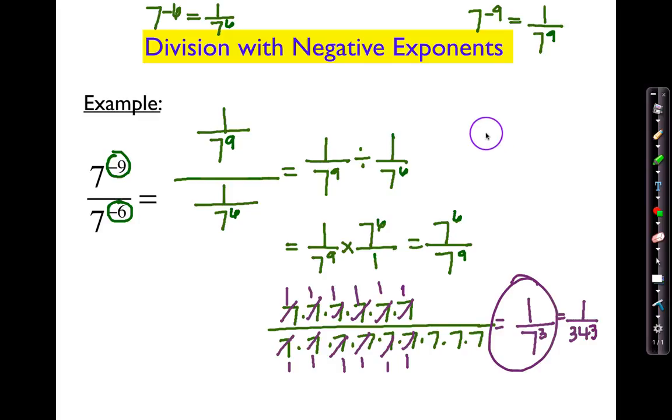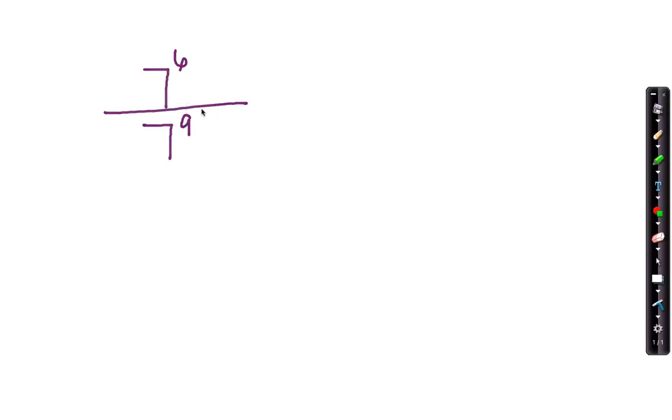Now, real quick, I want to backtrack to this. 7 to the 6th over 7 to the 9th. So if we have 7 to the 6th over 7 to the 9th, there's technically a quicker way of doing this. First, you should be asking yourself this. We understand that you're going to reduce as many 7s as you can, right? Which means at one point, either the numerator is going to run out of 7s or the denominator is going to run out of 7s. One's going to run out before the other.